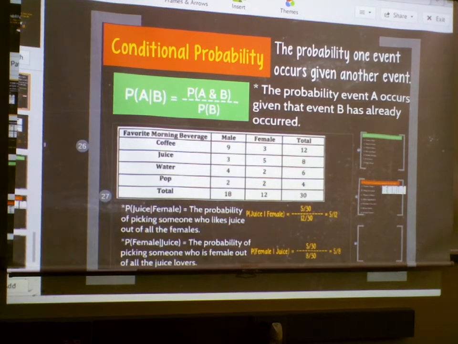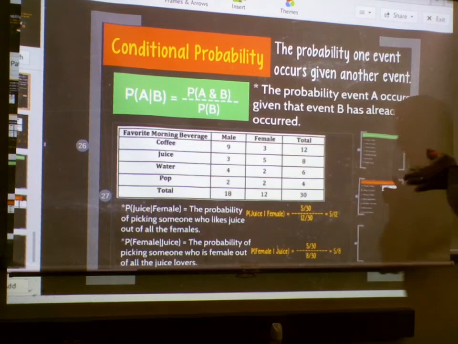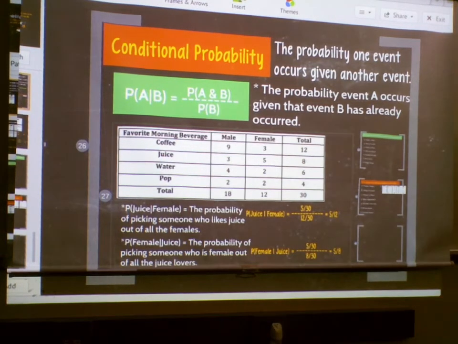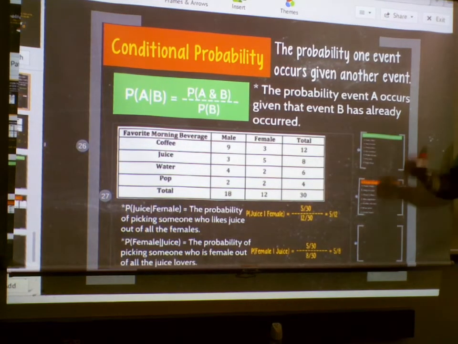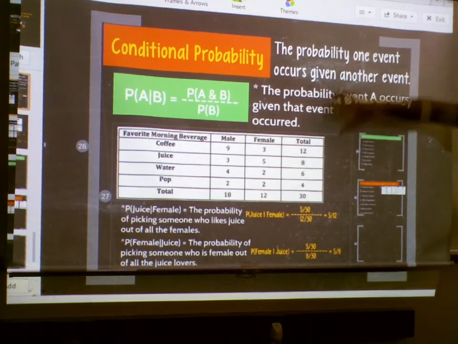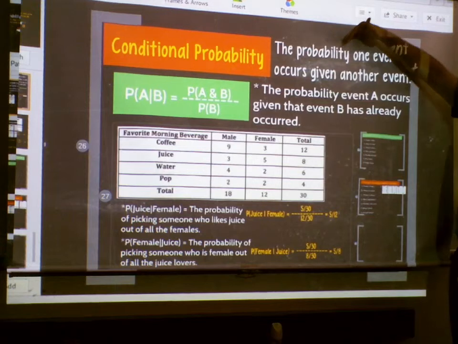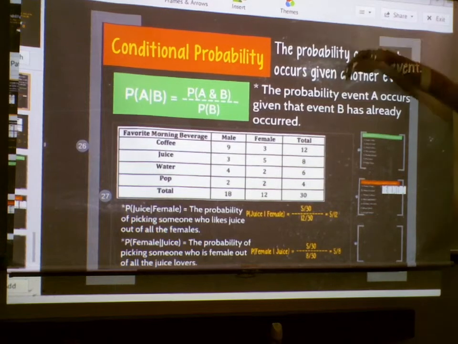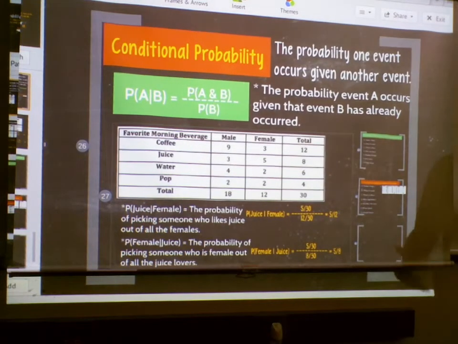That's an example of conditional probability. If we know one event happens, what happens to the probability of another event? Well, it depends which situation. This is the definition, the probability of one event occurs given another event. That's what conditional probability is.